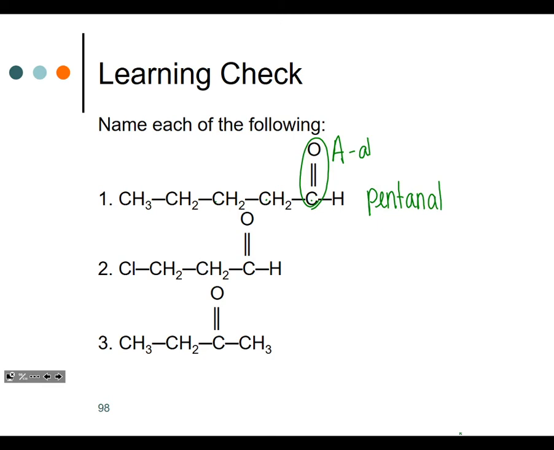You do not have to put a number. It's always on the end. It's always coming off of carbon 1. I guess that's maybe a better way to say it. An aldehyde is always coming off of carbon 1. So that is pentanal. Now let's look at this one.